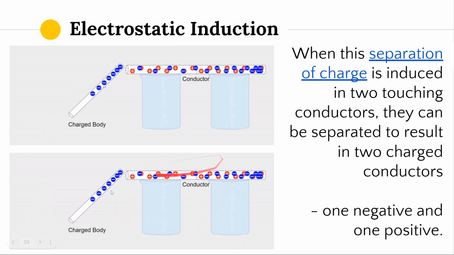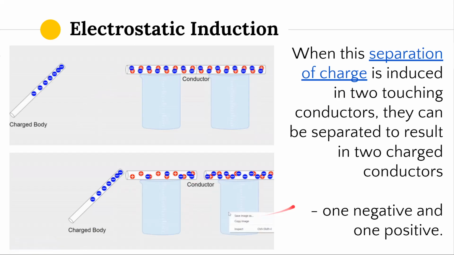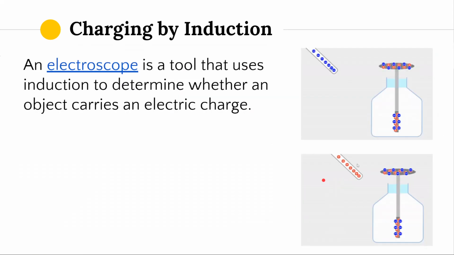You can look back at this some more if you want. There is actually a link here to this simulation if you want. This is on slide 39. You're welcome to do that on your own. Okay, you can also see an example of charging by induction with an electroscope, which is a tool that we can use to determine whether an object has a charge in the first place.